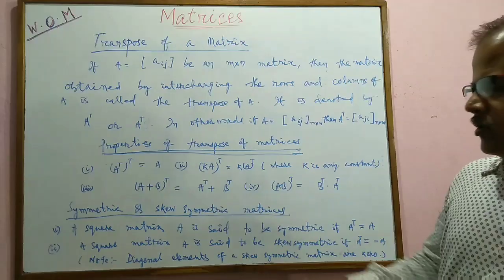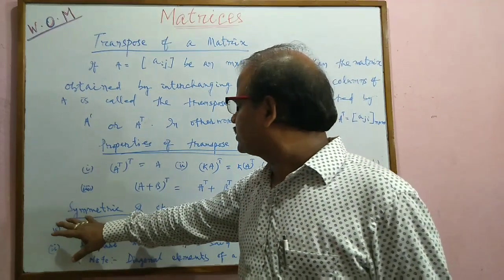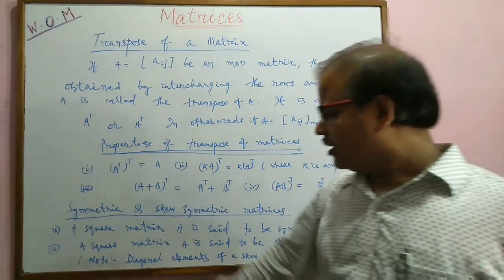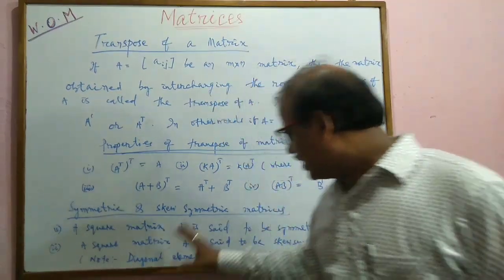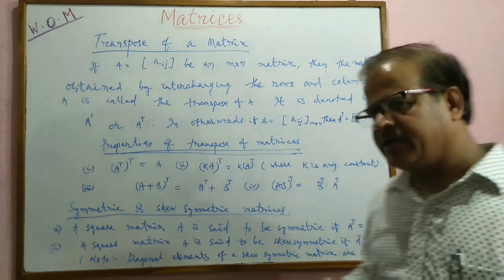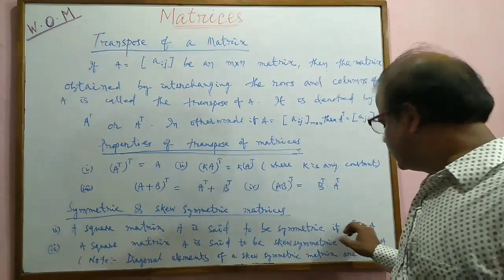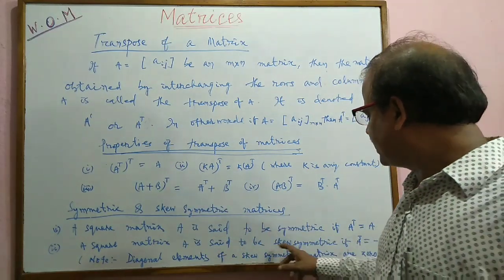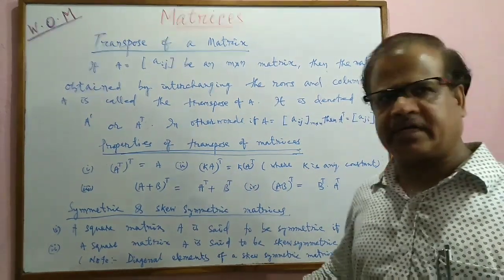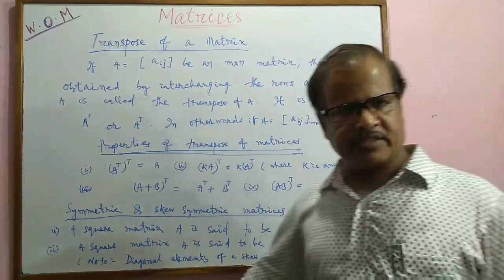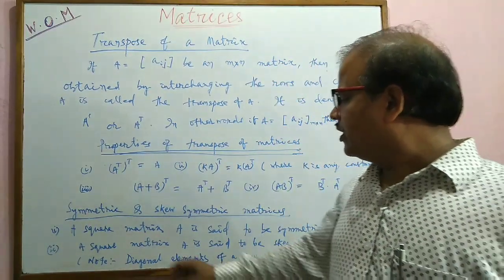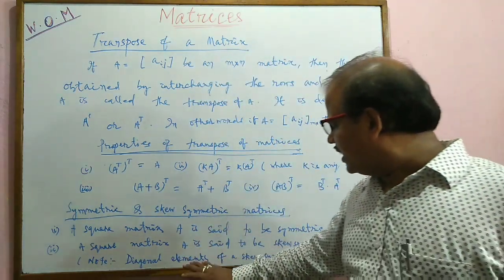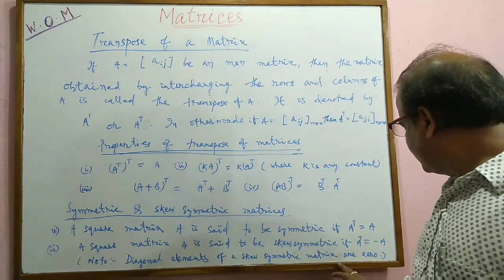We are going to discuss symmetric and skew symmetric matrices. A square matrix A is said to be symmetric if A transpose is equal to A, and a square matrix A is said to be skew symmetric if A transpose is equal to minus A. Note that diagonal elements of a skew symmetric matrix are 0.